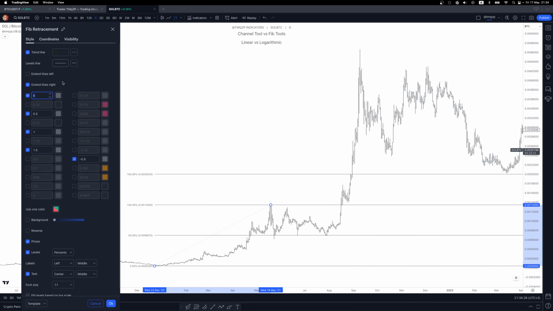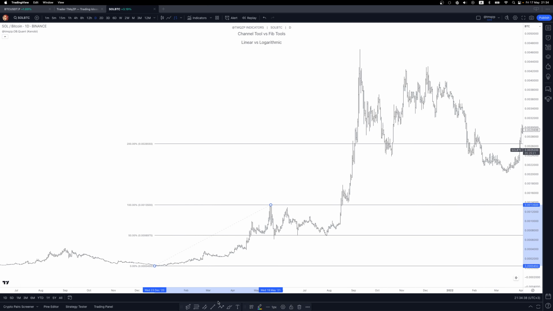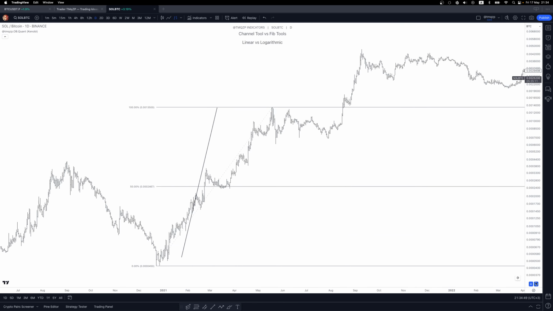Now, what we can do is just add levels. Let's hide these for a sec. So 200%, this is a 1-to-1. So this range, let me just show you on the chart, this is the same distance as this. 1-to-1s, which is also another reason why I don't use log, because you can't do that trick here.